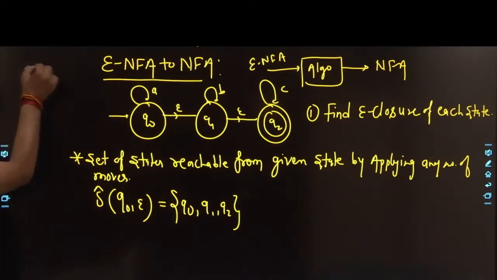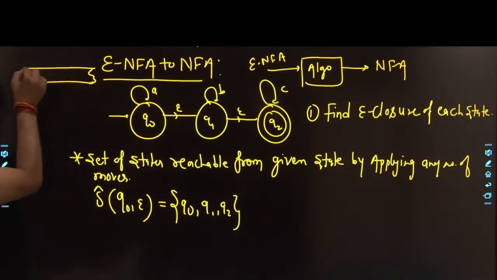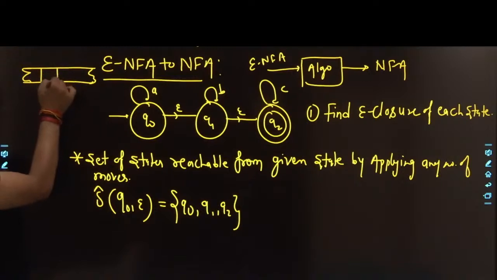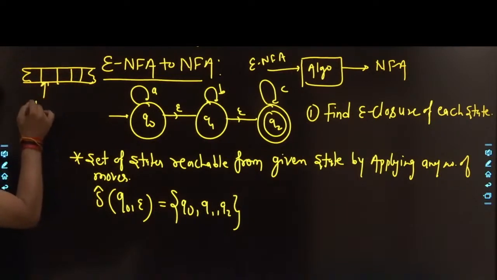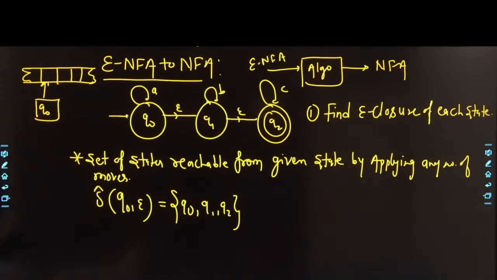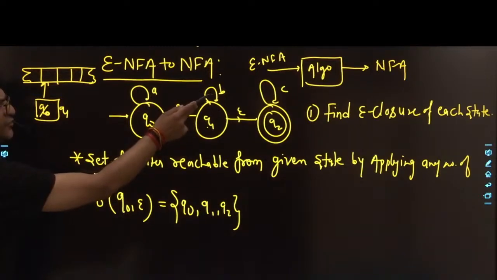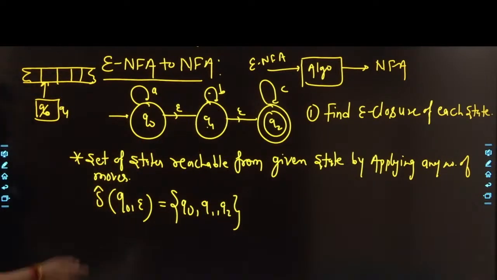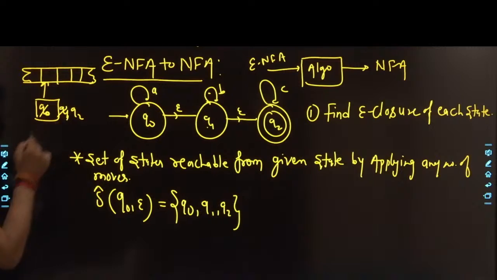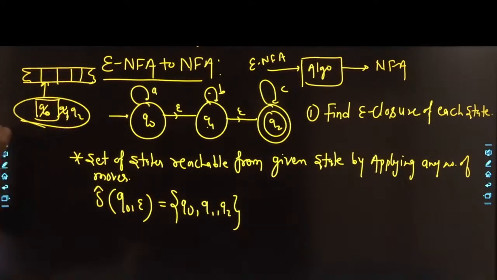Or we can see it this way: this is your input tape. Initially you are here and the initial state is Q0. Without reading anything, you can change your state to Q1. Without reading anything on Q1, you can change your state to Q2. So these are the epsilon closure of Q0.